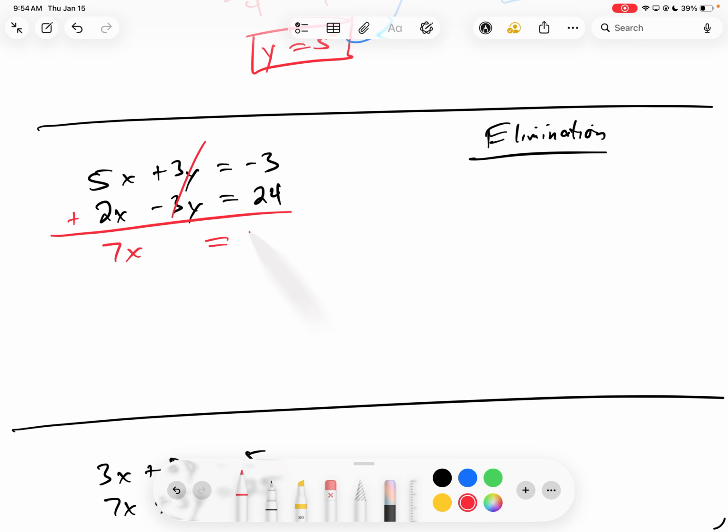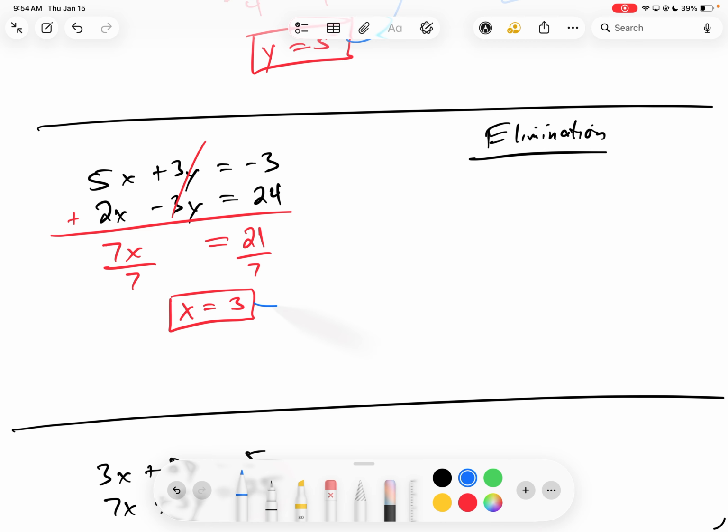So negative 3 plus 24 is 21. Well, by adding these equations up, it made the y's cancel out, and now I just have this really easy equation, 7x equals 21, divide by 7, and x equals 3. Okay? So if you can add them up and a variable cancels out, then it makes it super easy to do.